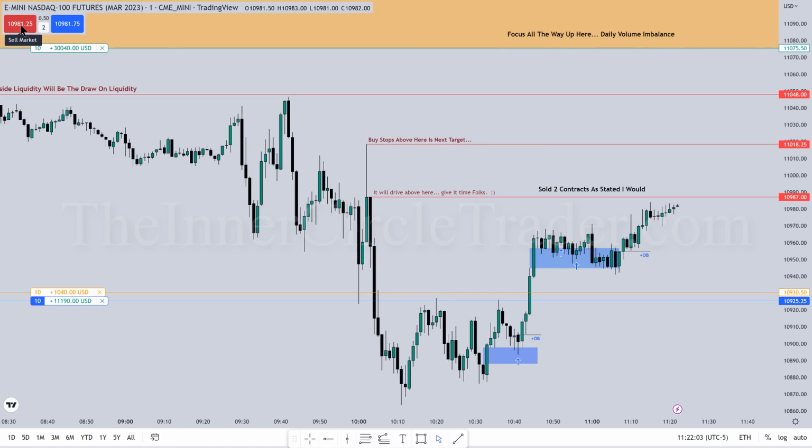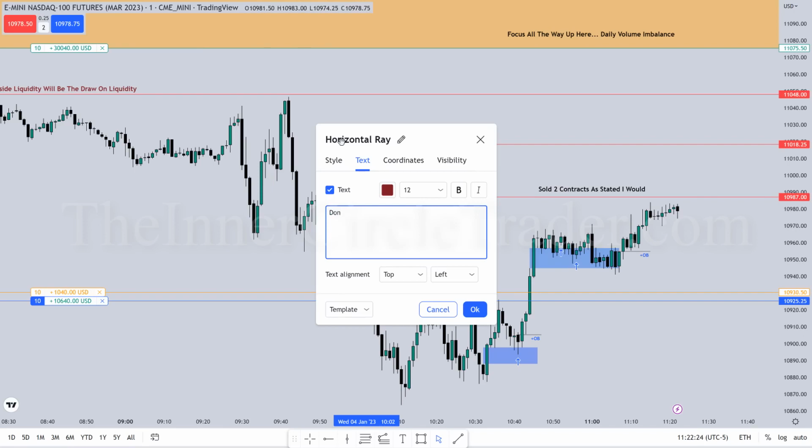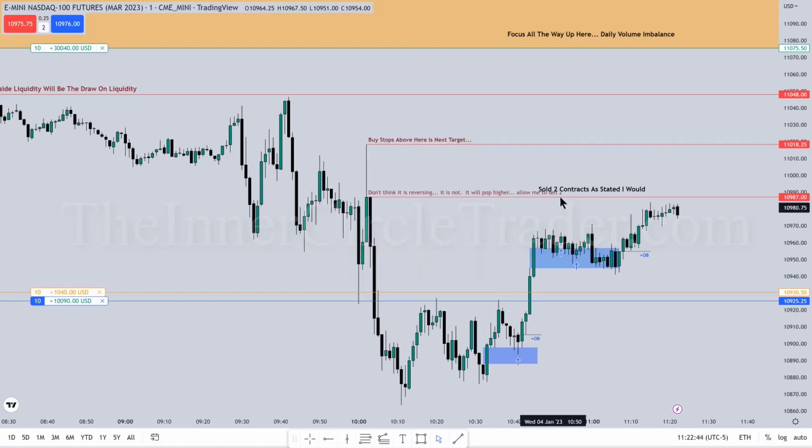And this is where you forge patience, and patience is required to do this profitably and with longevity. So there's no shortcuts. You have to watch price action just like this. And I'm referring to how you shouldn't be thinking it's going to reverse, because it's not. It's going to pop higher and allow me to take 2 contracts off.